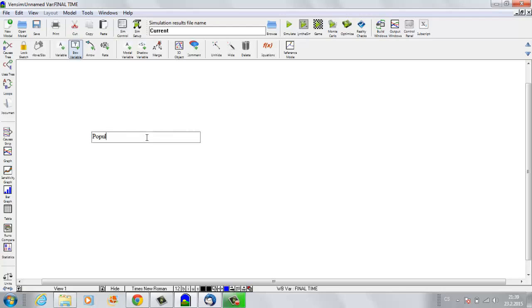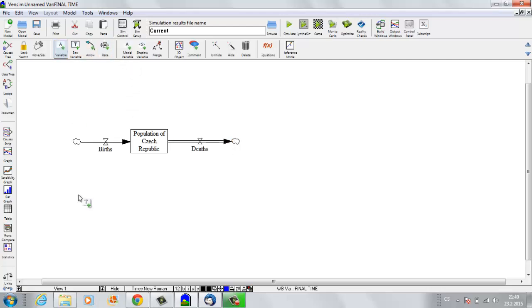Okay, so I will create a box variable called population of Czech Republic. Population of Czech Republic is going to be affected by two major things. First is the newly born kids. So let's call it newborns. And on the other hand, it's going to be decreased by the number of deaths.